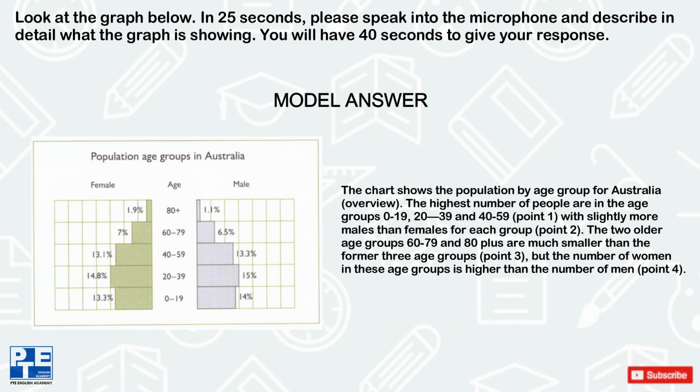The two older age groups, 60 to 79 and 80 plus, are much smaller than the former three age groups. But the number of women in these age groups is higher than the number of men.